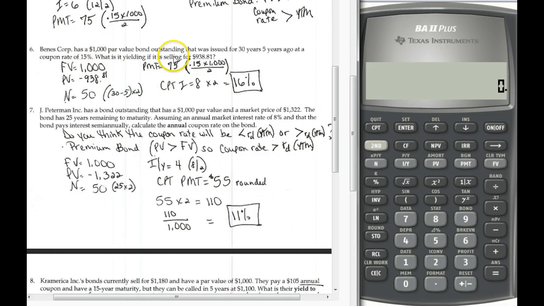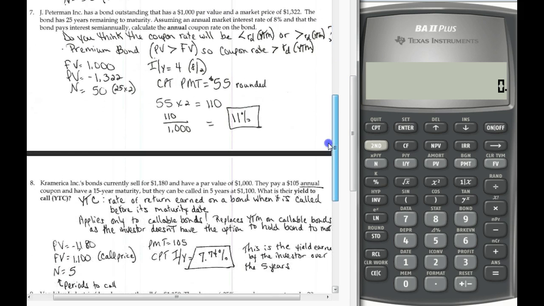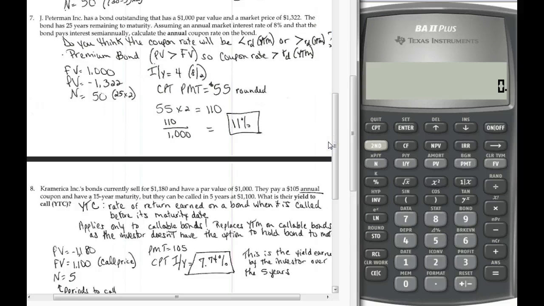Venice Corporation has $1,000 par value bonds outstanding issued for 30 years, 5 years ago at a coupon rate of 15%. What is it yielding if it's selling for $938.81? Here you're just solving for the yield to maturity. I think you can handle that one. I'm going to skip past that one. Let's look at number 7.